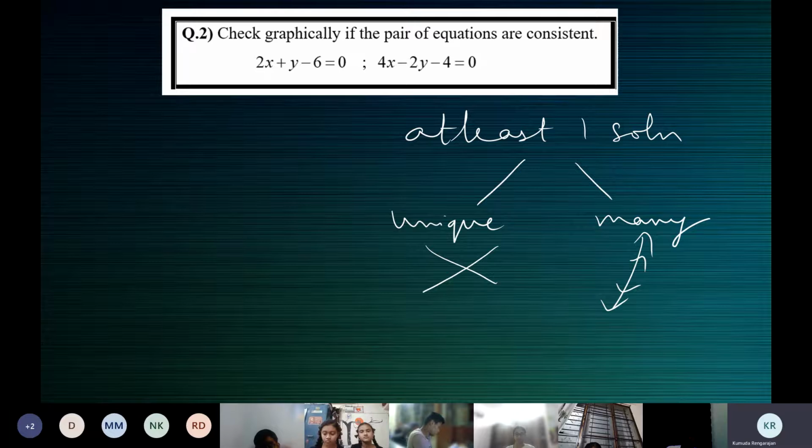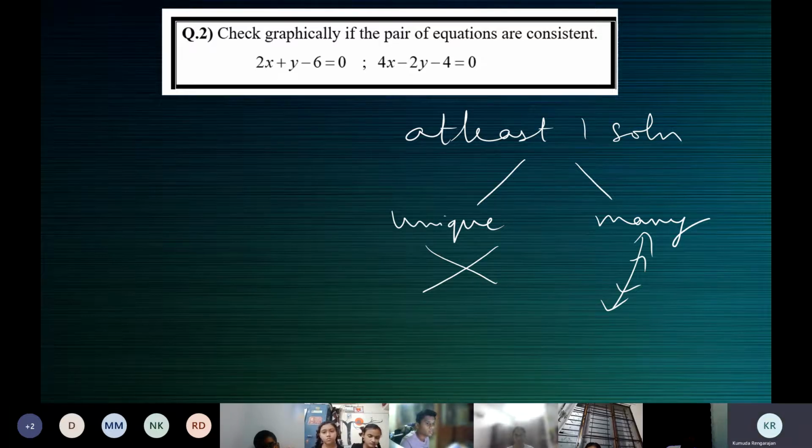So when you make the graph for these two equations, if the straight lines intersect, that means they have a unique solution. That means they have one solution. So the equations are consistent because they have one solution. Or if the two lines are coincident, that means they have infinitely many solutions. So they are consistent. So how do you show graphically?